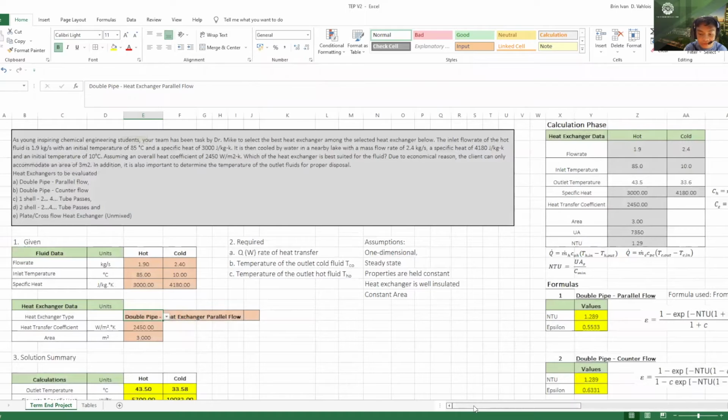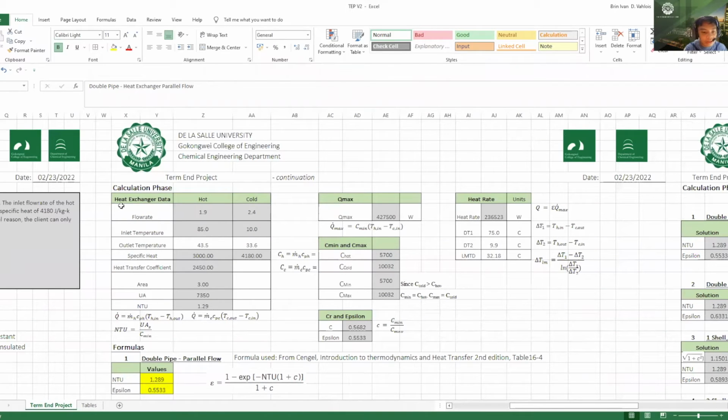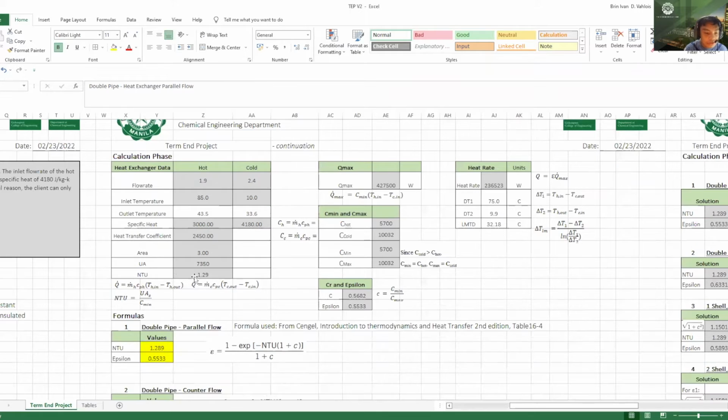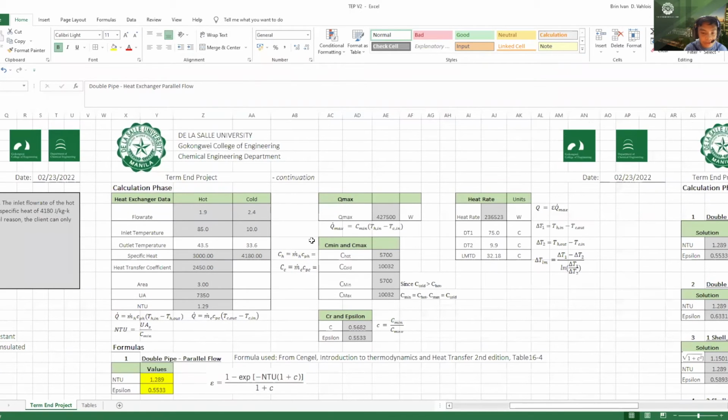So for our calculation phase, we just inputted the flow rate, inlet temperature, specific heat, heat transfer coefficient, and area. The outlet temperature will be discussed later. Here are the formulas for the outlet temperature that will be computed later. First step, we must solve the Cmin and Cmax. We will be using the effectiveness method, which is a function of NTU and C, where C is the ratio of Cmin and Cmax.